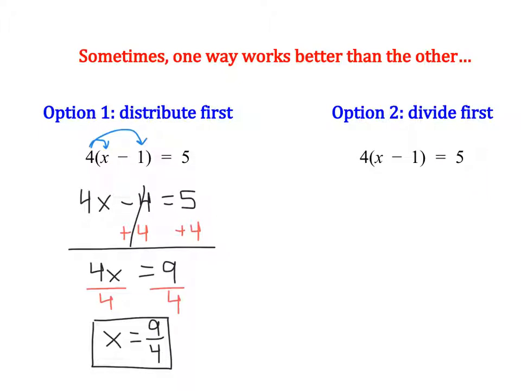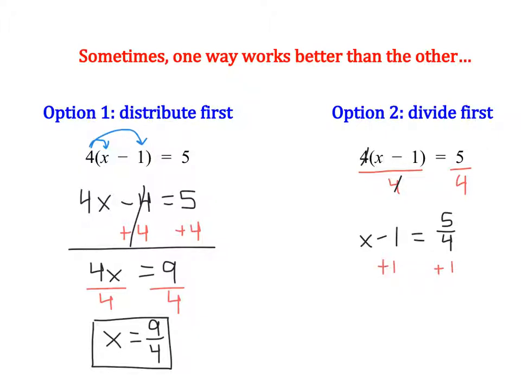Now let's try doing option 2 again, where we divide this number instead of distributing. So let's divide both sides by 4. We have 4 divided by 4, which will turn into 1. So what I have left is x minus 1 equals 5 over 4. So you can see that right off the bat, I have a fraction, and I'm not even done solving, so this could be a problem.